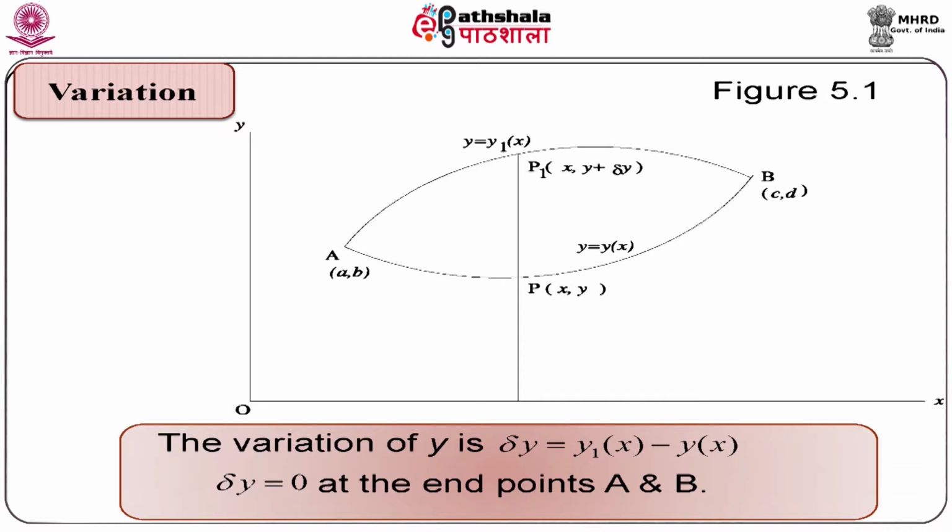A vertical line parallel to the y axis has been drawn, which cuts the lower curve at the point P (x, y) and the upper curve at the point P1 (x, y plus delta y). Then delta y, the variation, is the difference between y1 of x minus y of x. Please note that two curves meet at the point capital A, whose coordinates are small a, b, and also at the point capital B, whose coordinates are small c and d.